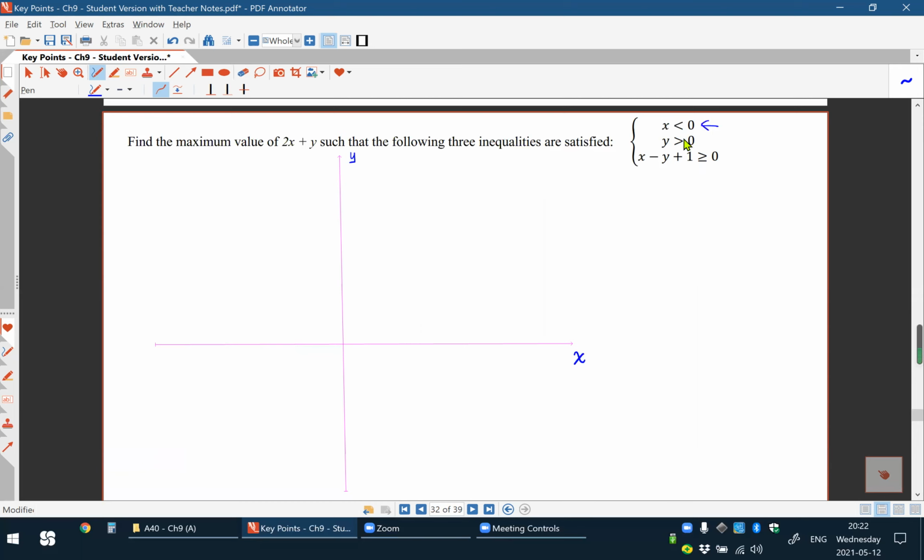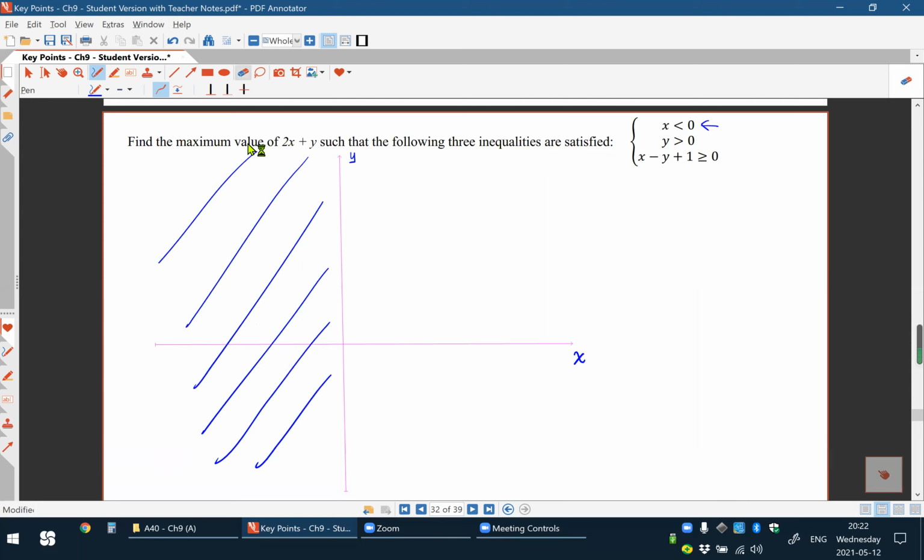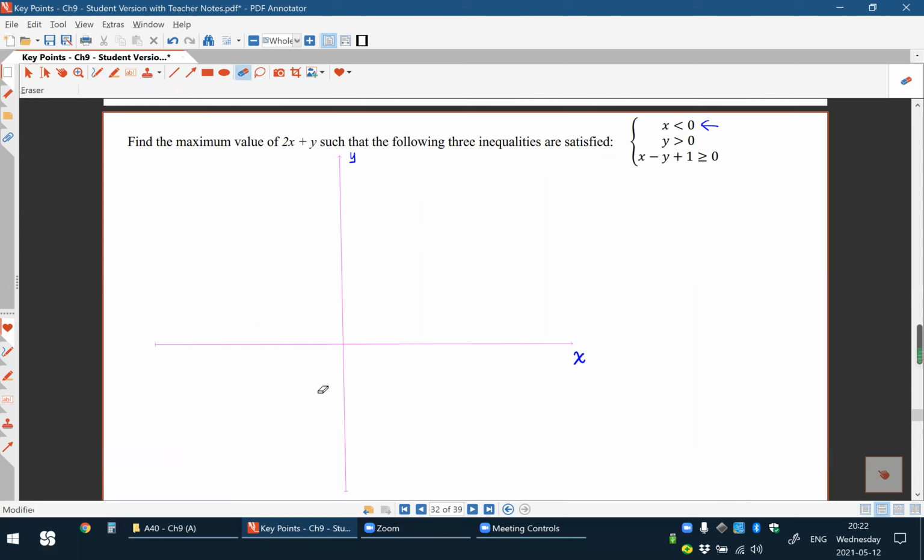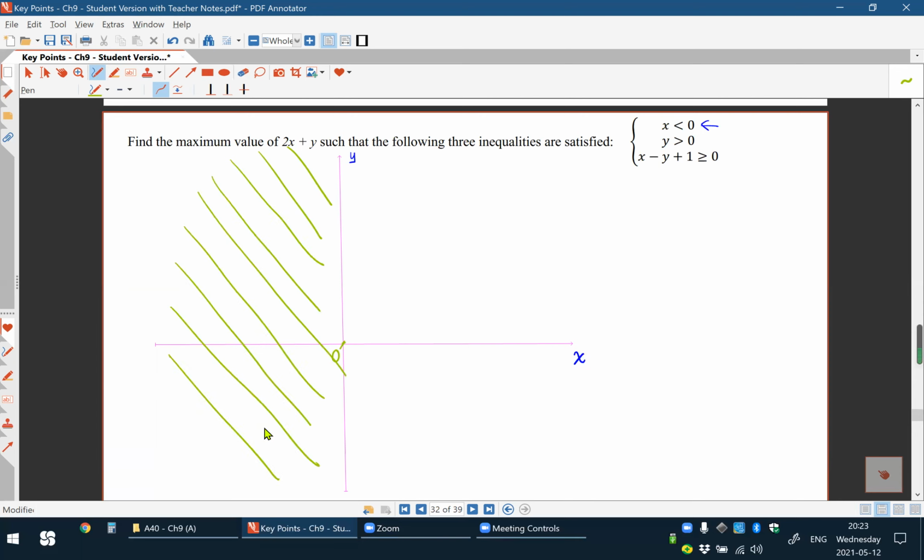What is x smaller than 0? How do we draw this? X smaller than 0 is the whole region that is on the left-hand side of, it's not here, x smaller than 0. Let's use another color. This is 0, right? X smaller than 0. That means the whole region here, right?